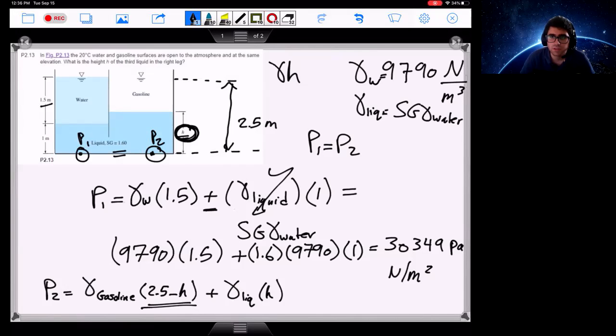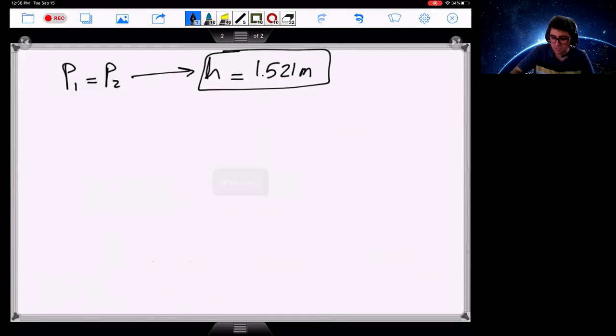Well, if you have the density of gasoline, you can find a specific weight. Remember? Yeah, that's what I did. You just multiply it times gravity, and voila, you have a specific weight. It's just knowing how to manipulate all these equations. That's it, really. Okay, great. Done with this problem.